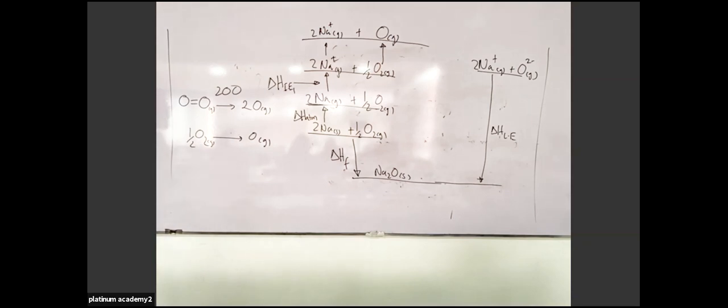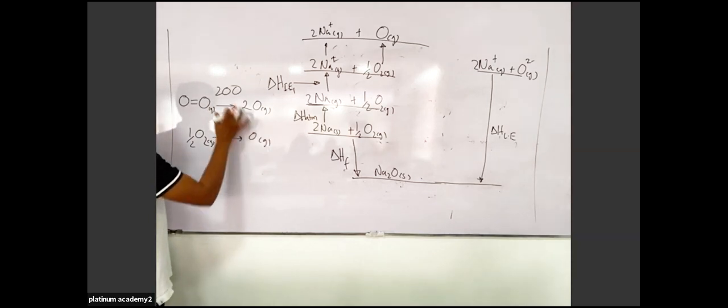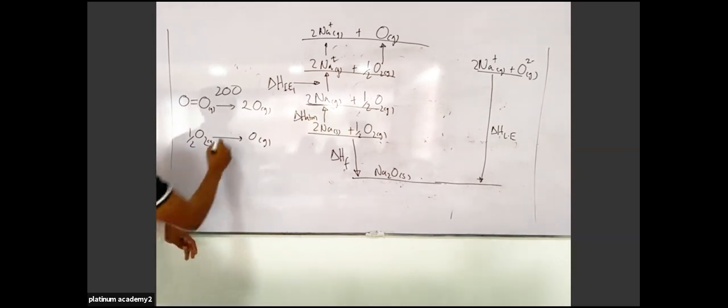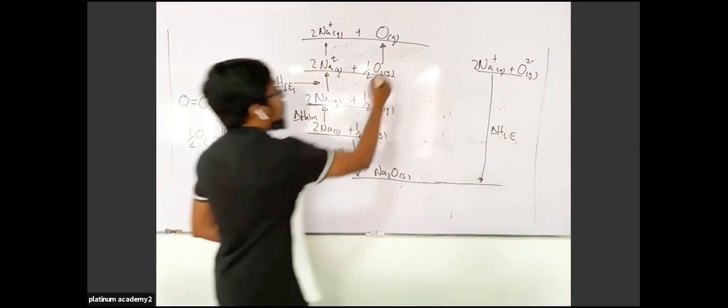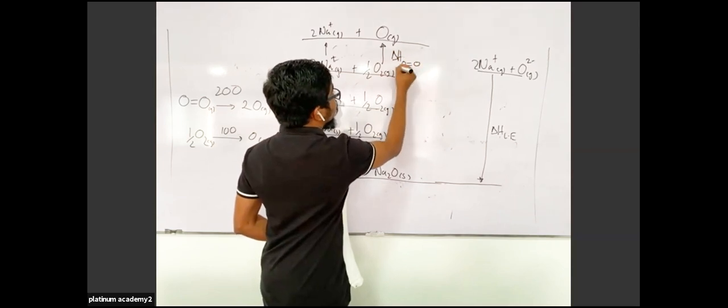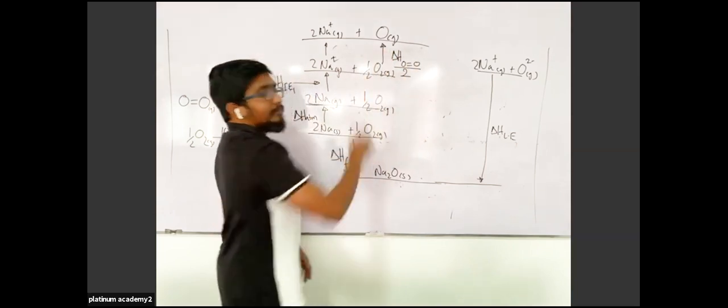So what should I do then? If I want just one gaseous atom, what should I do with this bond energy? 100. So whenever you are getting only one gaseous atom, the bond energy should be divided by 2. If you are getting two gaseous atoms, you don't have to divide. So this is 100. The bond energy of the oxygen double bond should be divided by 2. This is something that students always forget.